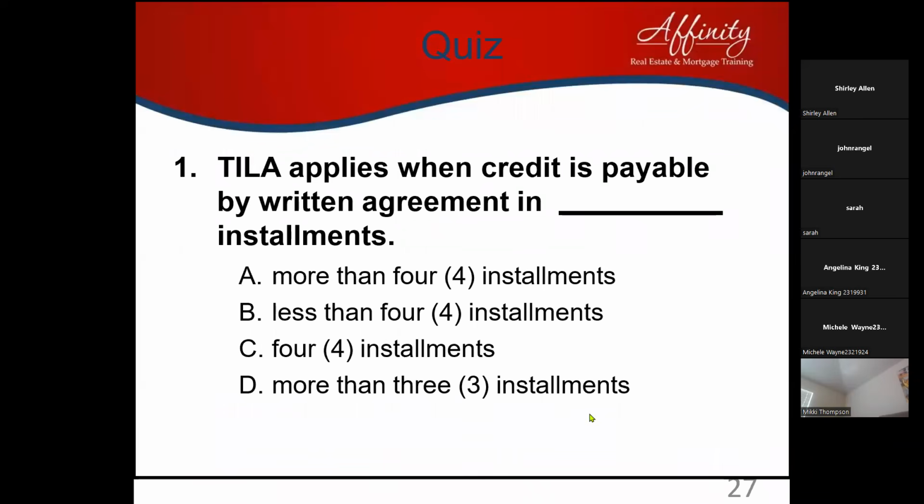Let's take a look. Put your answers in the chat. I want to know if you got this. TILA applies when credit is payable by written agreement in more than four installments. Post in the chat: A, B, C, or D.